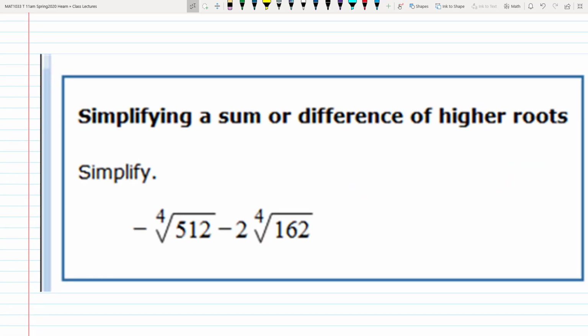Why don't you try this one? Go ahead and work it out. You can pause the video and then I'll show you the solution and you can see if you get the right answer.